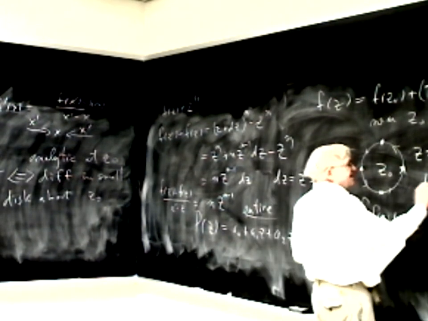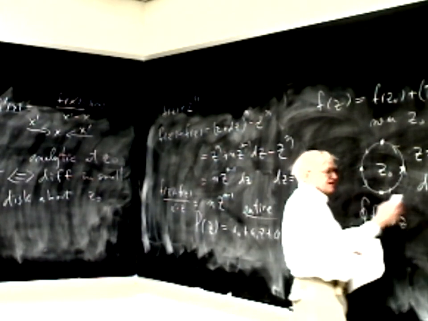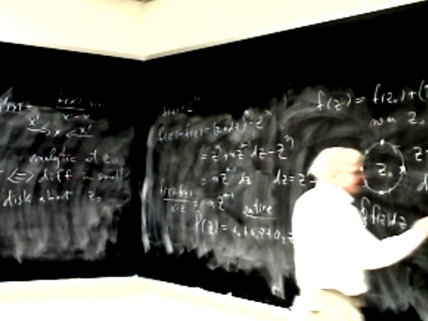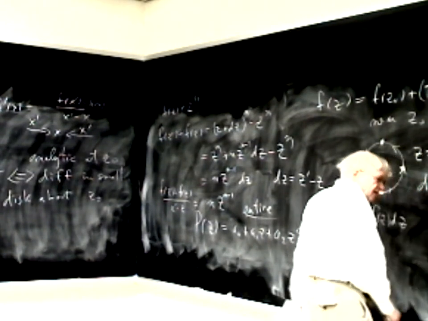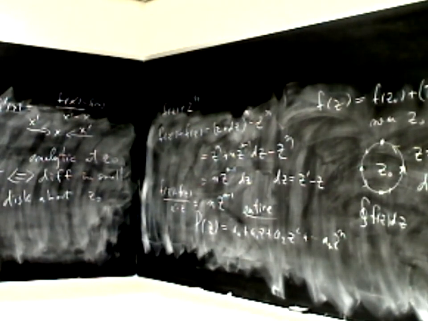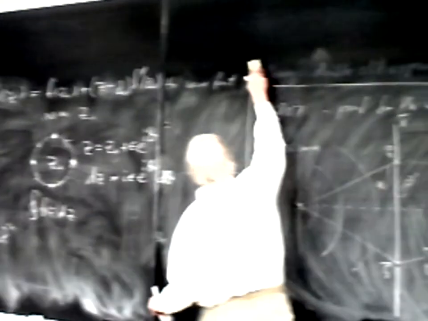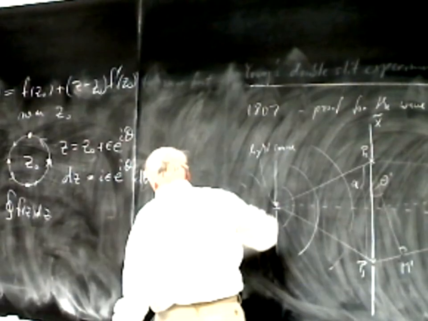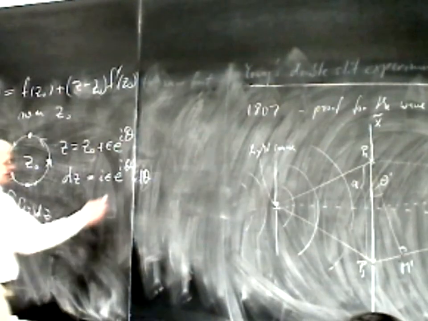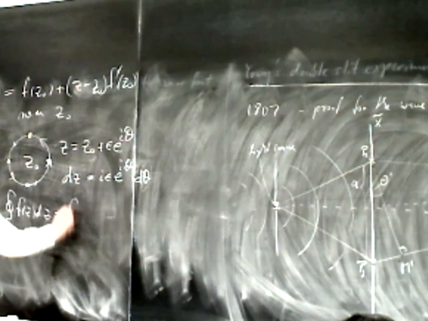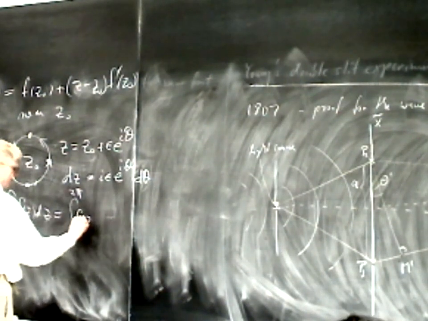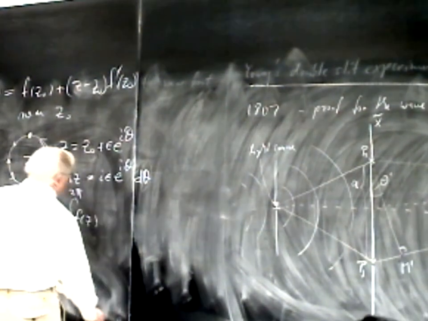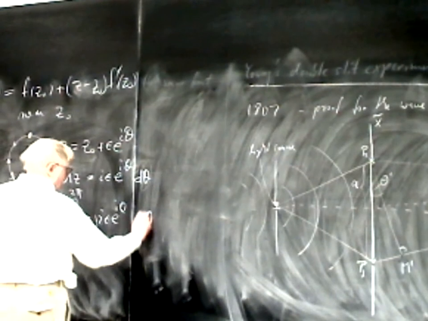what is dz? Well, what changes here on the contour? The only thing that changes is theta. So dz is i epsilon e to the i theta d theta. That's what dz is. And so now this integral is an integral from 0 to 2 pi of f of z dz, with dz being i epsilon e to the i theta d theta.